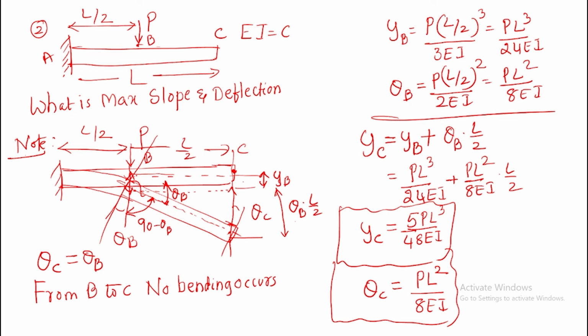Like that, the load can be applied anywhere. Next time they may ask you a distance equal to L by 4 or L by 3, whatever it may be. You follow the same procedure. From the point of fixing to the point where the load is applied, up to that point, you will have bending. From that point to the free end, there is no bending. When there is no bending, in that portion, the slope will be constant. You have to remember that. Then you can apply the simple mathematical equations from the already derived formulas, and you will get the answers.